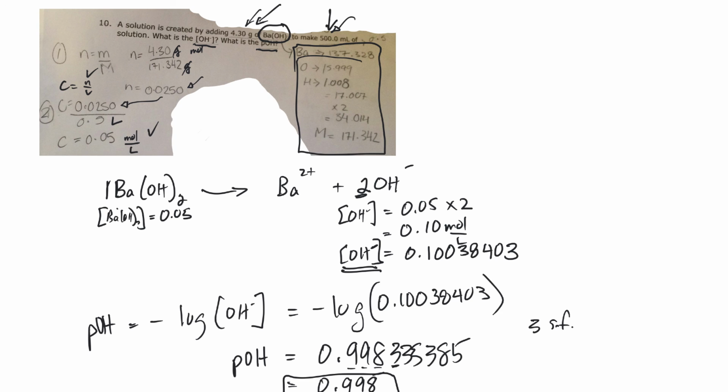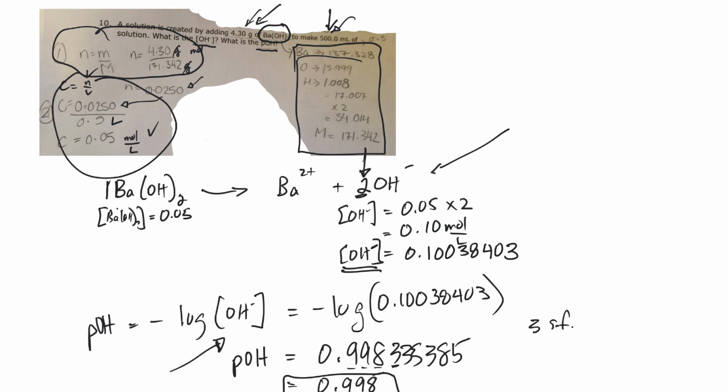Okay, hopefully that sort of clarifies that for you. It's easy to forget that 2 there. You just sort of find moles, find concentration, and then plug into the formula. But you have to make sure you do that dissociation equation first so that you know what the ratio of concentration of the original substance is to what it would be when it dissociates.